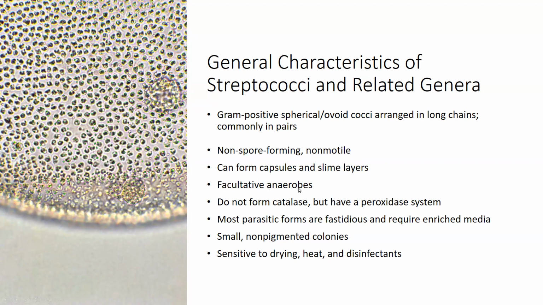They're also facultative anaerobes. We're seeing a lot of comparison and crossover between Staph and Strep. They do not form catalase, so that's a difference. Staph, catalase positive, Strep, catalase negative, but they do have a peroxidase system, so they can still deal with oxygen, but they don't deal with it via catalase, okay? Most parasitic forms, meaning most forms that cause pathology or disease, are fastidious. It means that they need certain media to grow. Whereas Staph maybe eats or consumes anything, Strep is a little bit more picky about what it likes to eat and consume for optimal growth conditions. Their colonies are small.